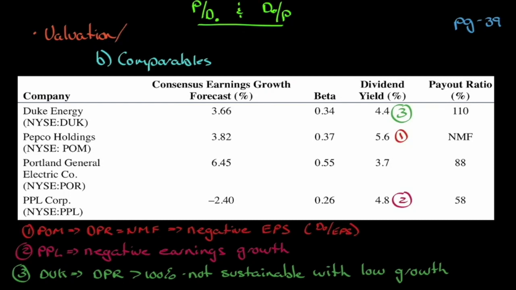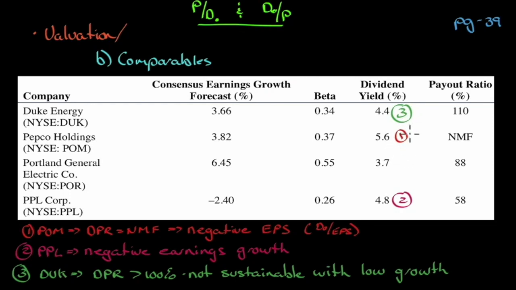So let's just look at this, and I think this is a really great example, which covers all of the things that we need to think about here. Let's look at these four companies: Duke Energy, Pepco Holdings, Portland General, and PPL Corp. Let's say that we were evaluating them based on their dividend yield. So we would rank them. Number 1 is Pepco, number 2 is PPL, number 3 is Duke Energy, and number 4 is Portland with 3.7.